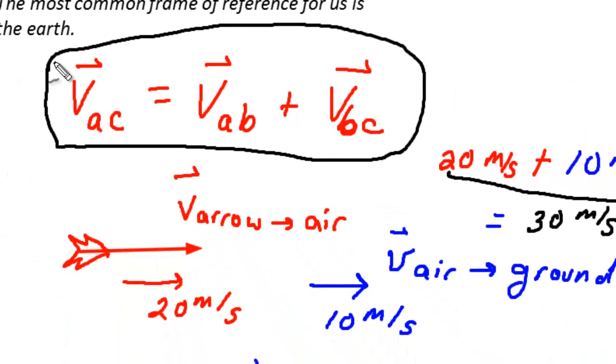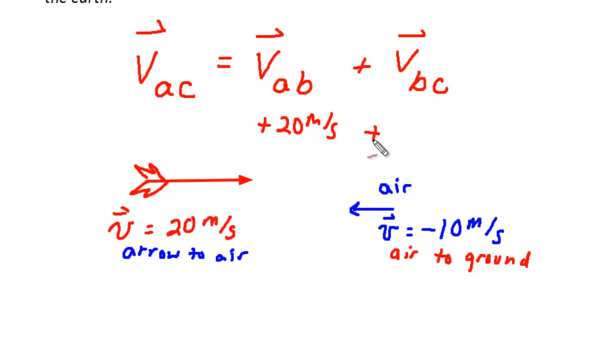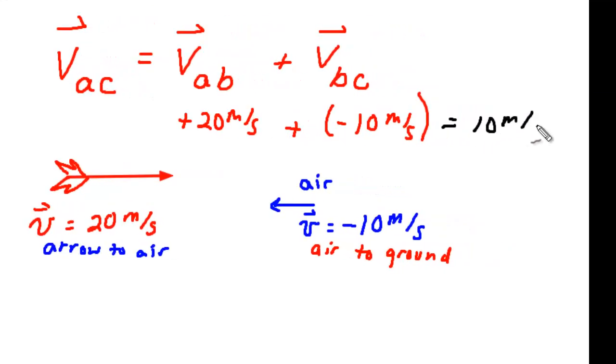Let's try a different example. In this second example, we still have the same arrow. It's still going 20 meters per second to the right. But now the wind is blowing the opposite direction. The wind is going against the arrow to the left, and so we'd call that a negative 10 meters per second. So the velocity of the arrow to the air is 20 meters per second. The velocity of the air to ground is a negative 10 meters per second. So the velocity of the arrow to the ground is equal to the first velocity, 20 meters per second, plus the second velocity, which is a negative 10 meters per second. In other words, we would have 10 meters per second to the right.